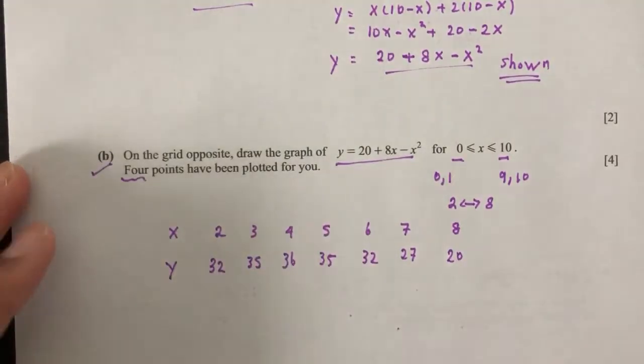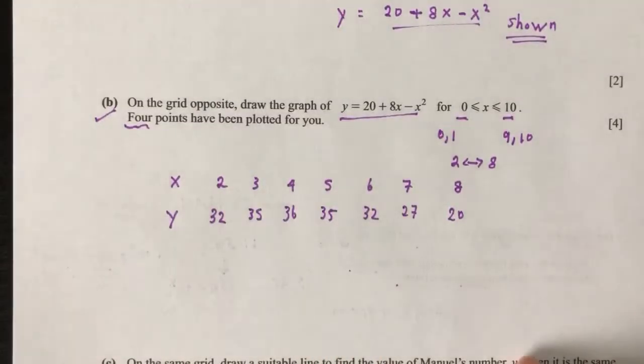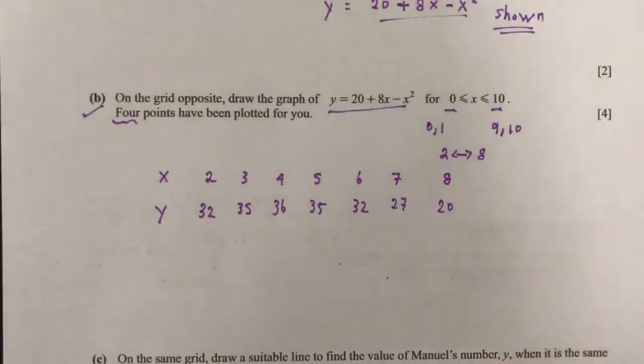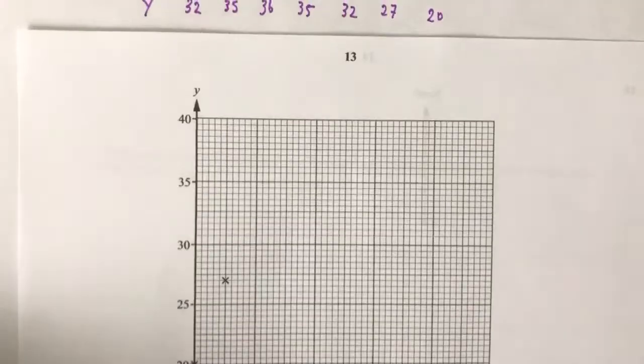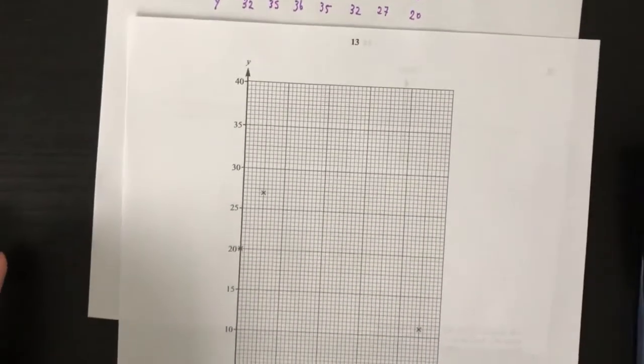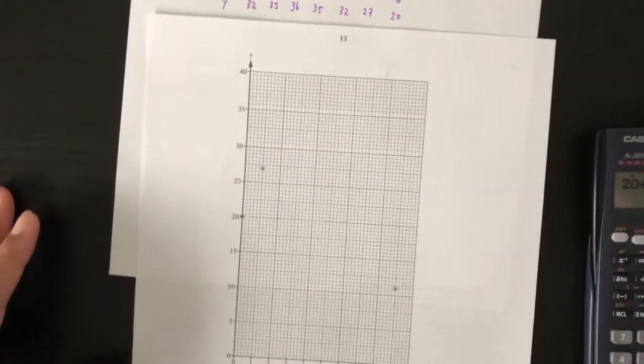Okay, these are the values for the y points. So now we have to go to the graph and plot those points on the graph. So let's have some space so we can see the whole graph and plot the points properly as well.